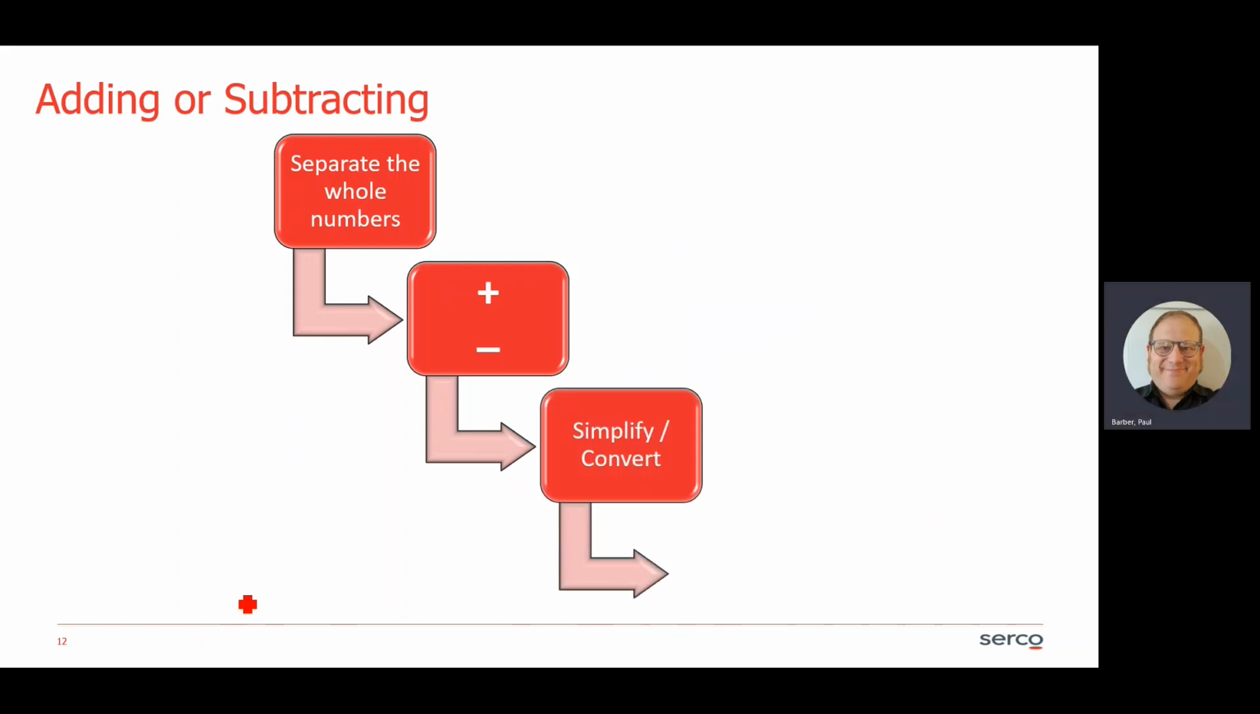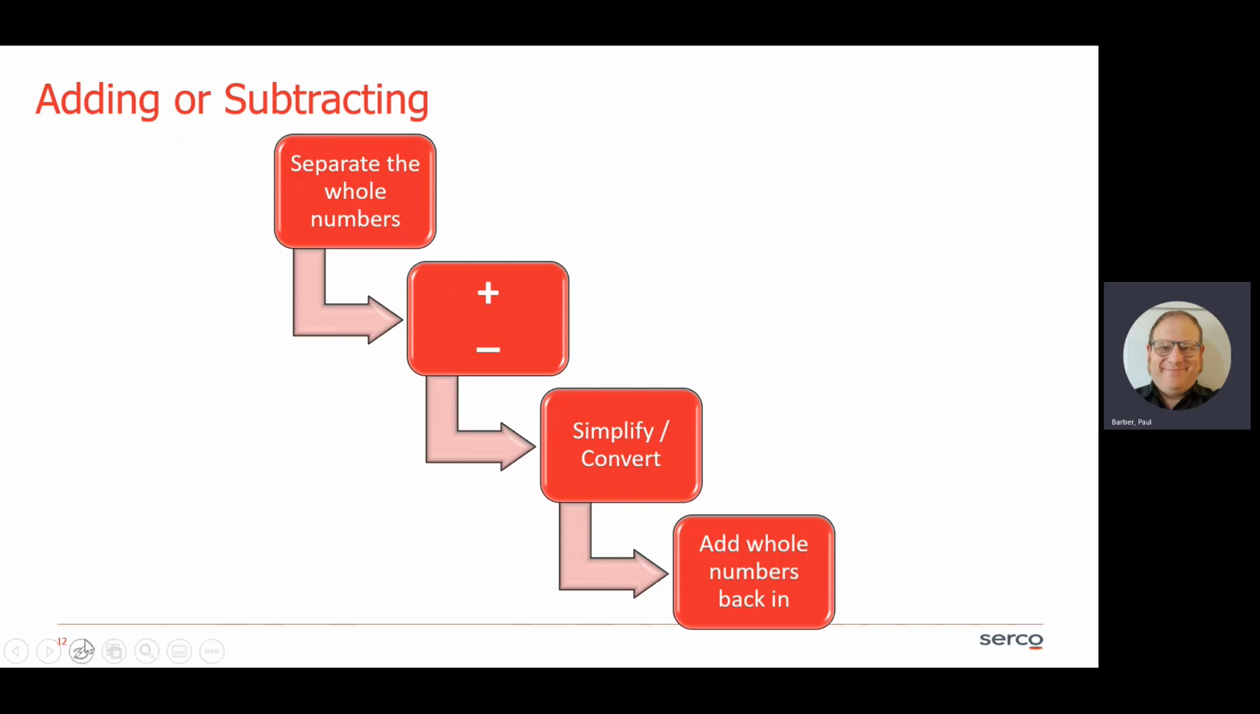We would then simplify or convert any numbers. In the case we just had, we had an improper fraction, so we converted that back to a mixed fraction. And then we put our whole numbers back in and that gave us our final answer. So hopefully you can think about that pattern, that process that we took with the example previously. So I'm going to give you one more example before we finish.